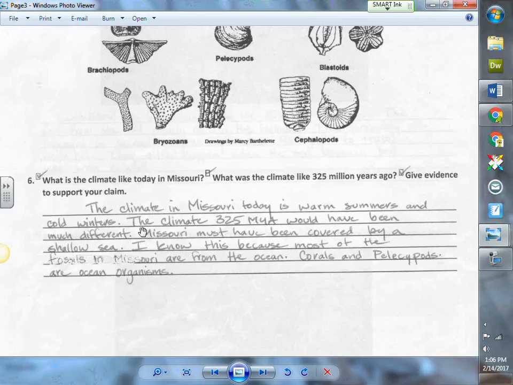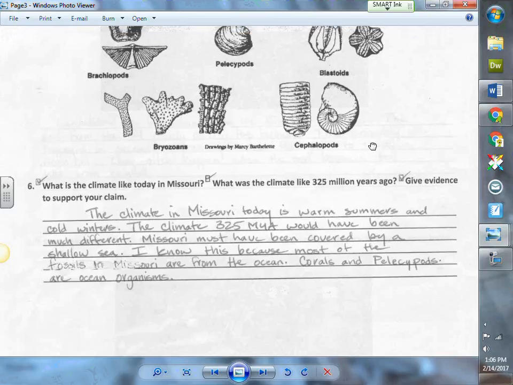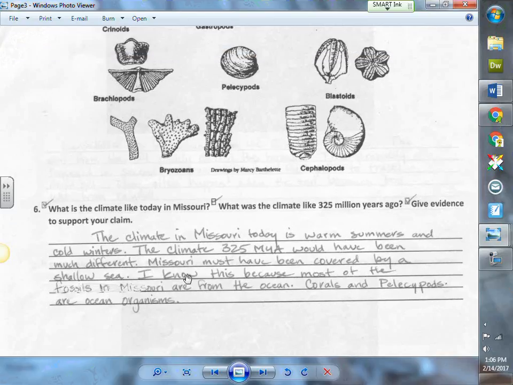The climate 325 million years ago would have been much different. Missouri must have been covered by a shallow sea. I know this because most of the fossils in Missouri are from the ocean. Corals and pelecypods are ocean organisms. Okay, so there's my evidence to support my claim. I know this because, that's a good way to start your evidence statements.